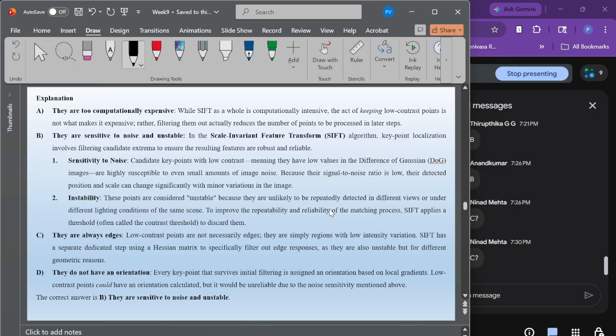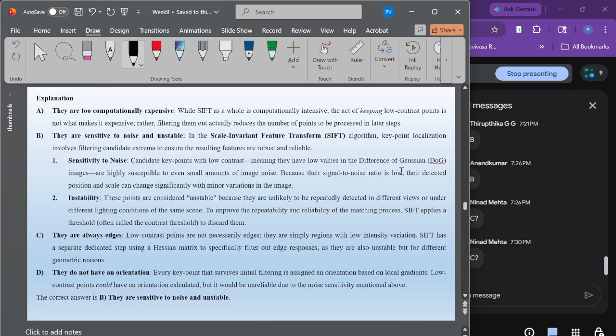So option A is they are too computationally expensive. While SIFT as a whole is computationally intensive, keeping low contrast points is not what is expensive. Rather, filtering them out actually reduces the number of points to be processed in the later steps. So it is not computationally expensive. Removing the low contrast points is computationally less expensive.